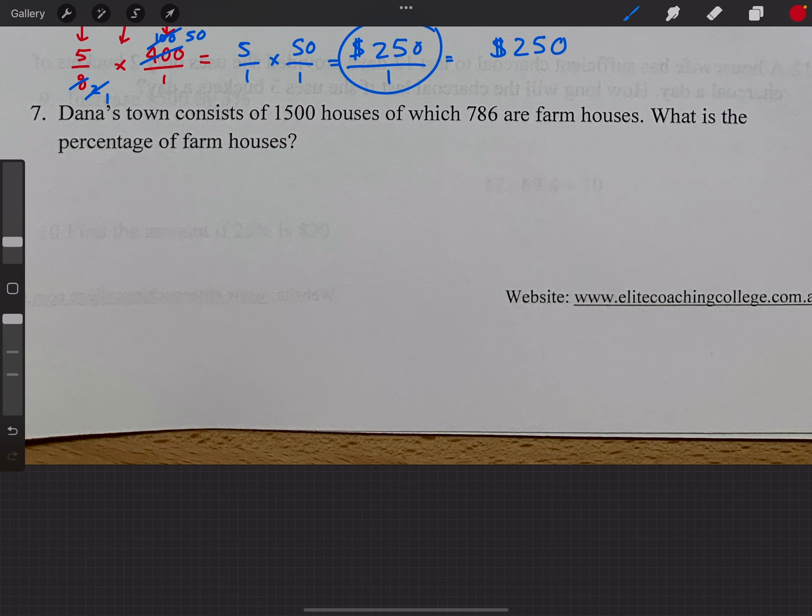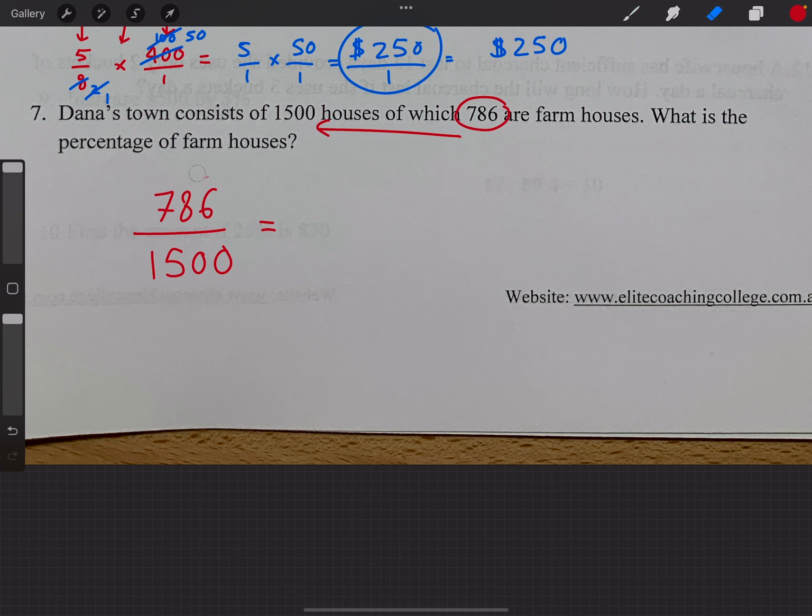Okay, let me see. We want to simplify this, so let's see. What can I divide them both by? Can I divide them both by 3? Yes, I can. The top number is divisible by 3.